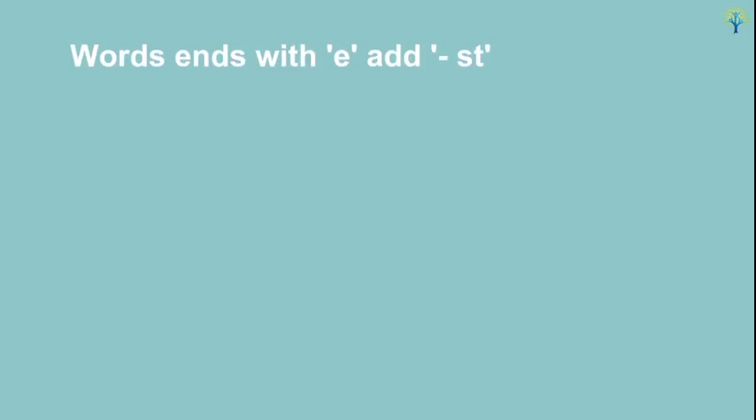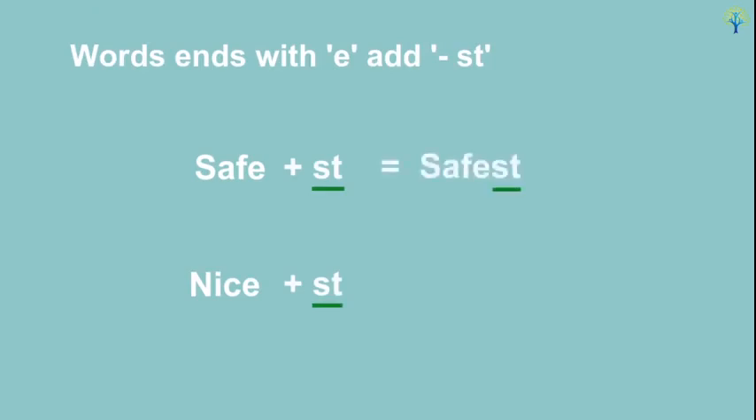To make superlatives from words which end with E, like safe or nice, just add st. Safe becomes safest, and nice becomes nicest.